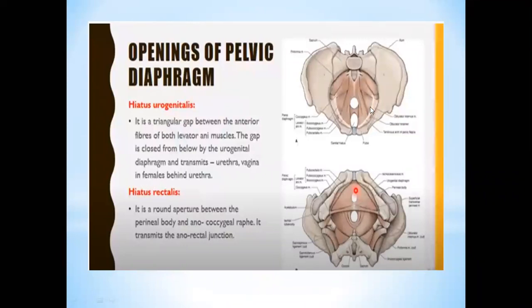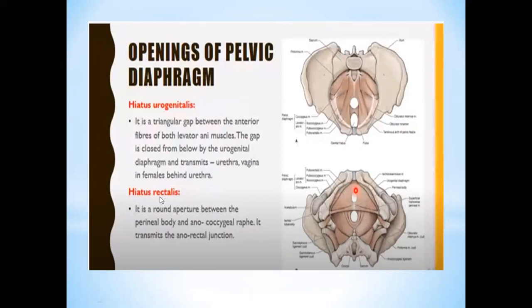If you see this space, these are the openings that are there. This is the opening of the anal canal, and this is the opening that is important for it. That is why this part is deficient anteriorly, to allow the passage of the urethra as well as the vagina.